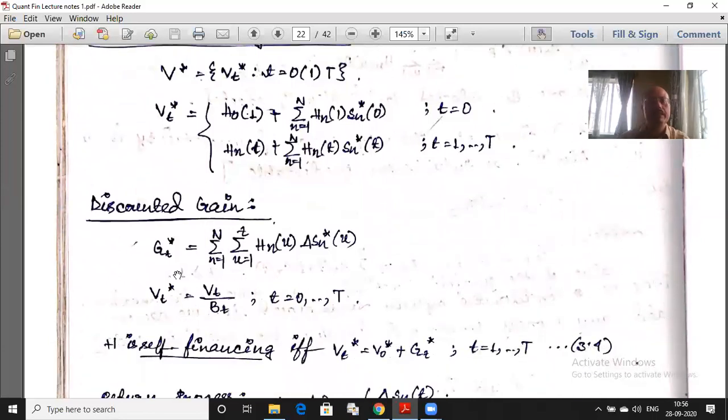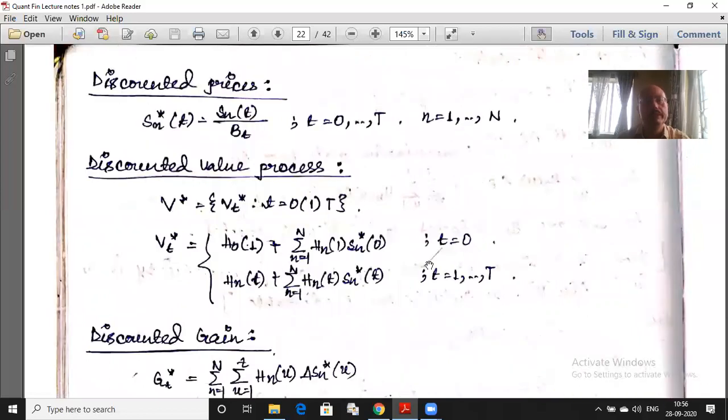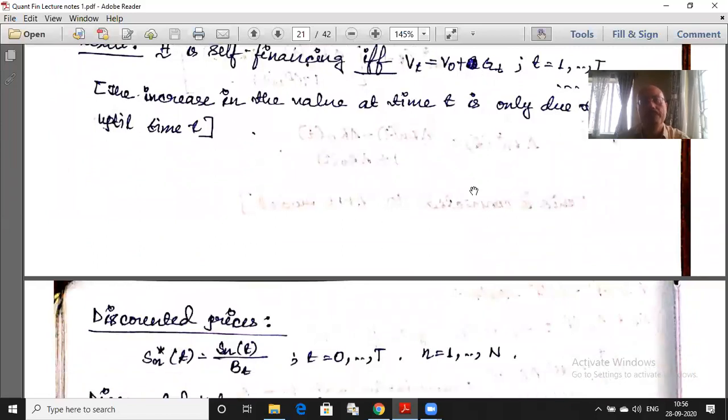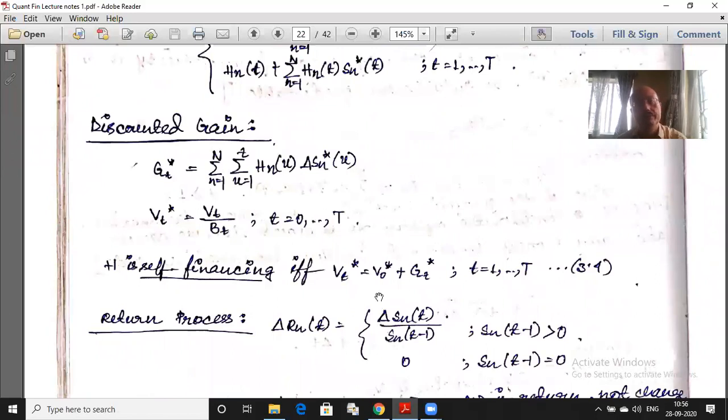I now define Gt star, cumulative gain up to time T, as the sum of HNU delta Sn star U, where Vt star is of course Vt by Bt. Again, if I restate my self-financing condition, it is now also equivalent to Vt star equal to V0 star plus Gt star. So whatever result we stated earlier for self-financing in terms of V and G, we can recast in terms of the discounted value and the gain process. This is just simple arithmetic, so nothing to explain really.